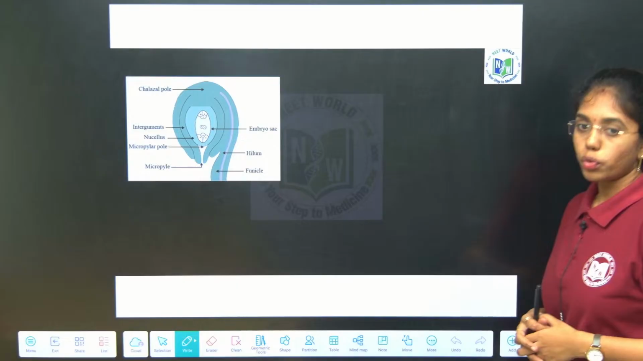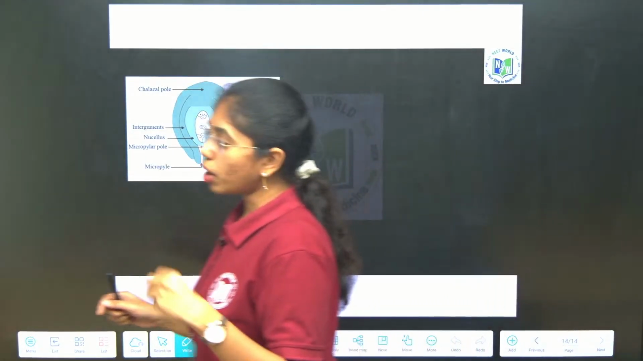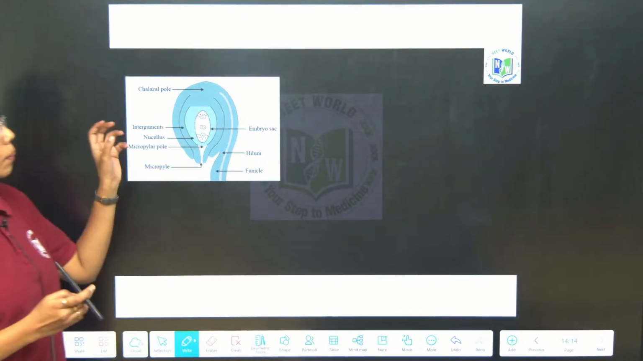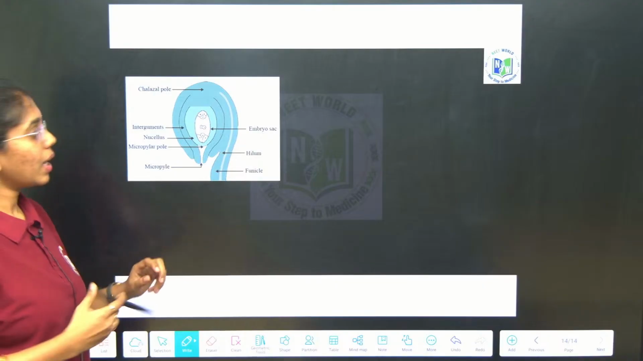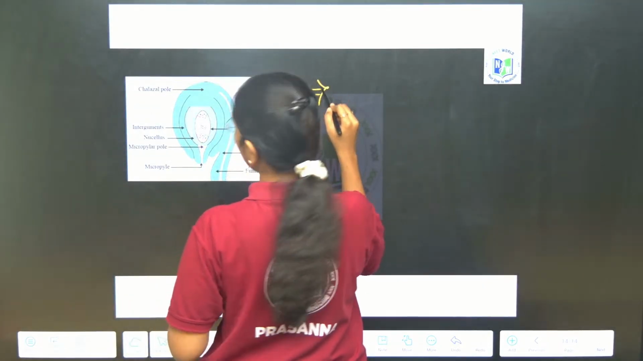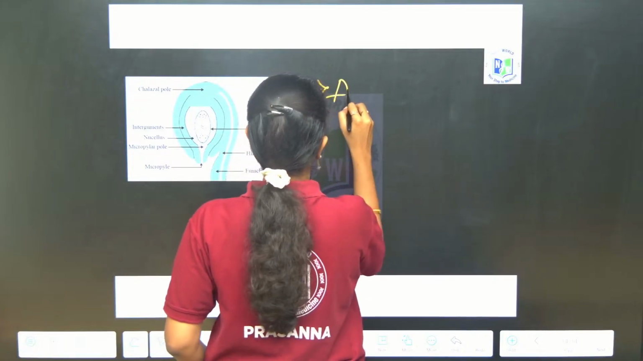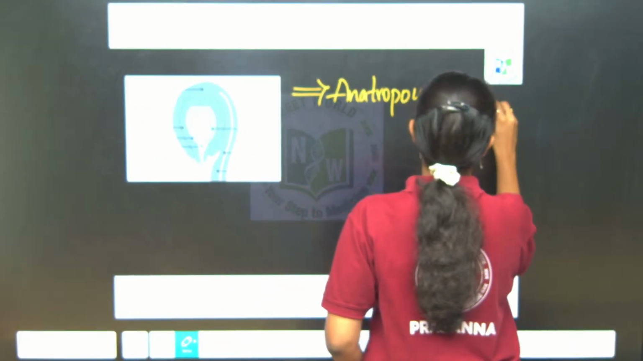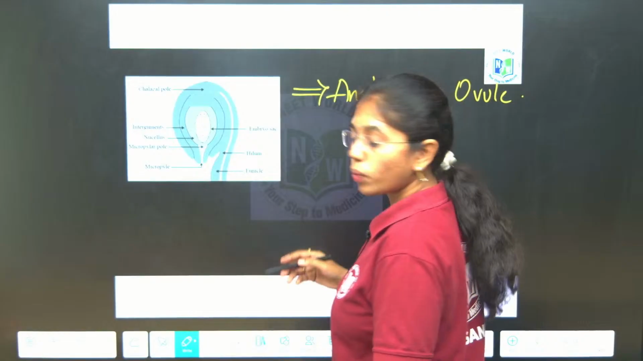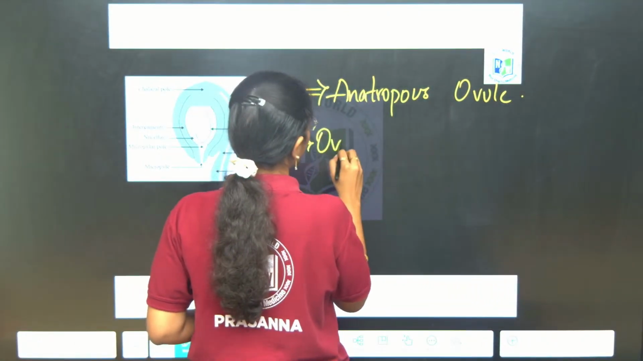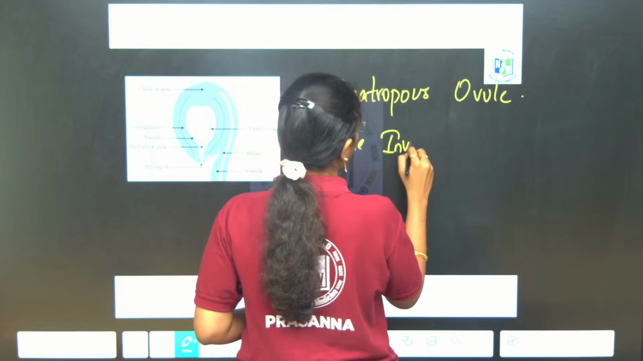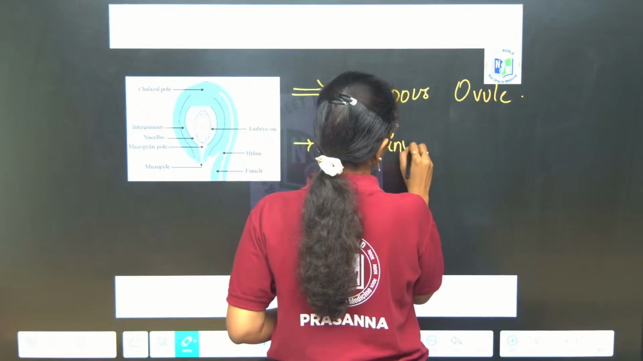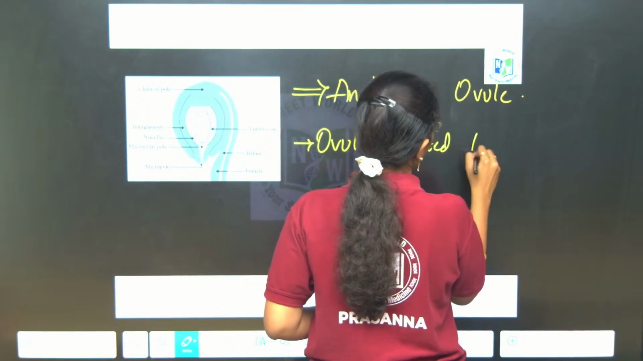Now you see the structure of ovule. Very important. Tomorrow we will see types of the ovules. So here you see the structure of ovule. Most of the ovules in the angiosperms are anatropous ovule. Mostly in the angiosperms, what type of ovule you will have? Take down, anatropous ovule, where ovule is inverted to 180 degrees.